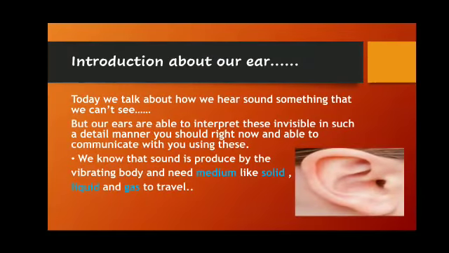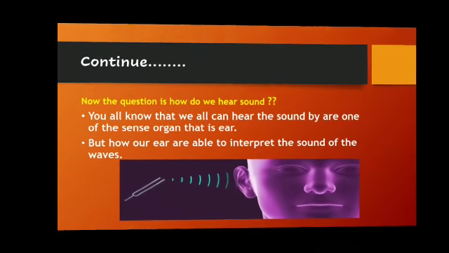Introduction about our ears. Today we talk about how we hear sound, something that we can't see. But our ears are able to interpret this invisible thing in such a detailed manner. You should hear me right now, and I am able to communicate with you using these. We know that sound is produced by a vibrating body and needs a medium like solid, liquid and gas to travel.